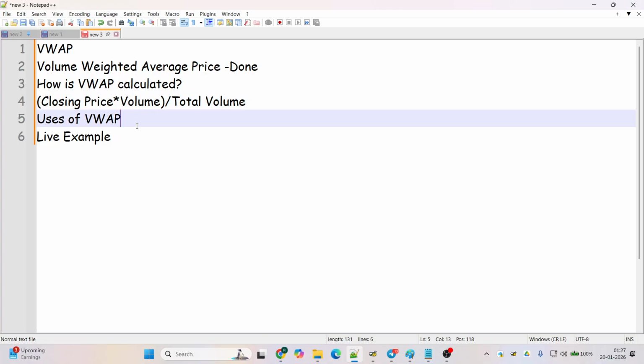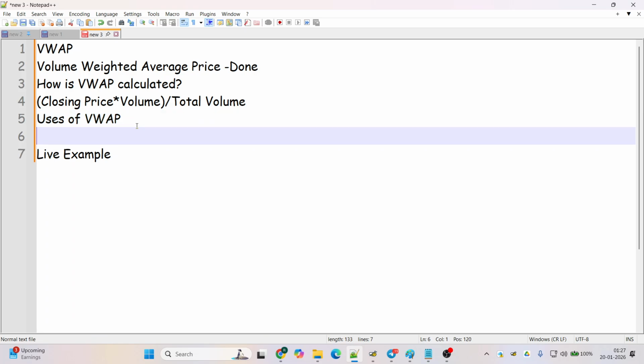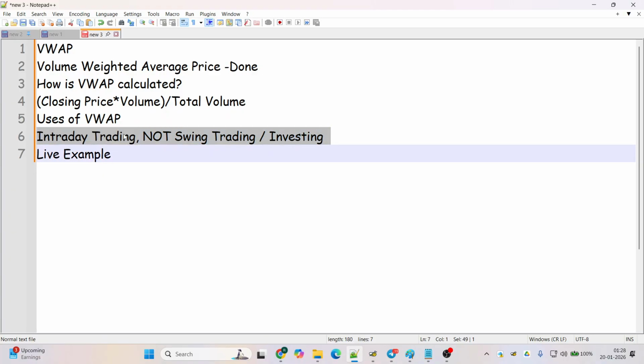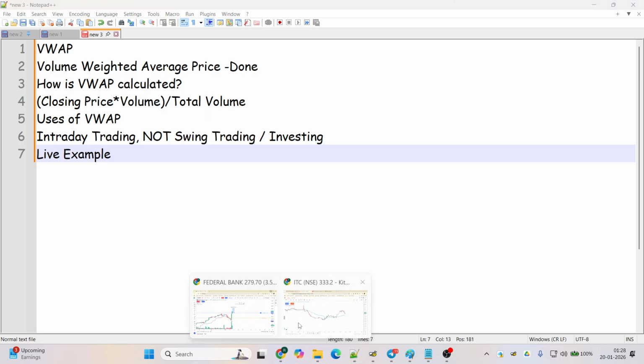Now, where will we use this VWAP? VWAP is mainly used for intraday trading. It will not give good results in swing trading or investing. So the majority of VWAP use is for intraday trading only. Let us now move to a live example where I will show you with a chart.